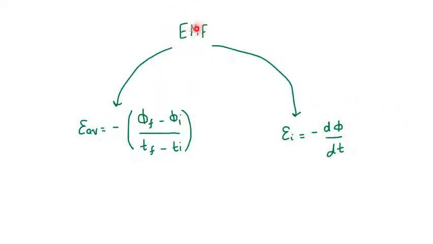EMF induced can be found out using two ways. The value of average EMF will be negative of change in flux upon time taken, that is final flux minus initial flux upon final time minus initial time, and instantaneous EMF will be minus d phi by dt. For average EMF, you will have two time intervals, but for instantaneous EMF, you will have only one time interval, as you can see in the given numerical.